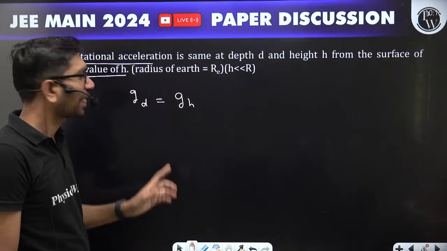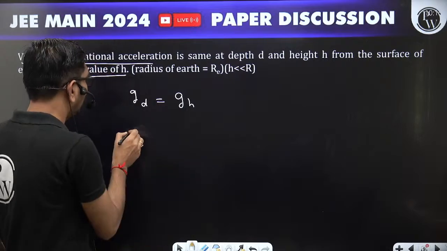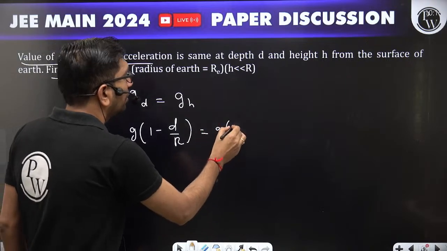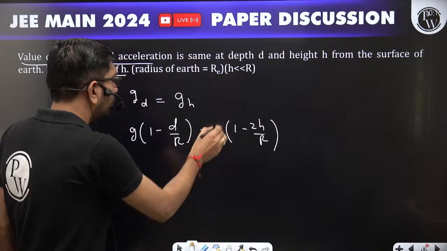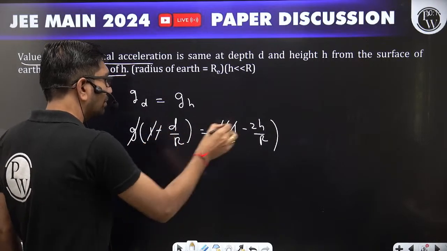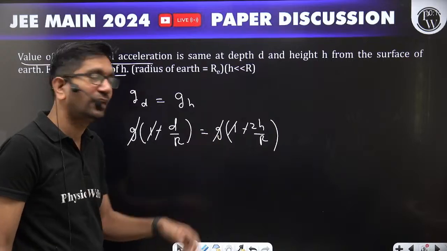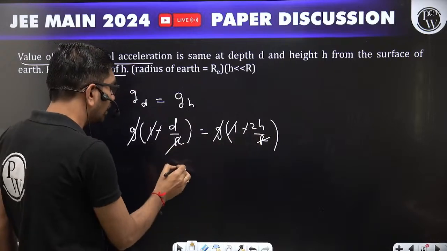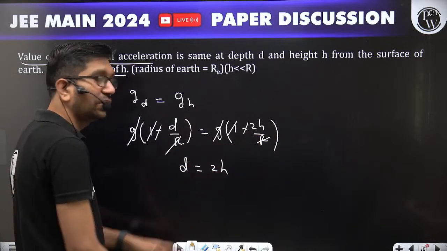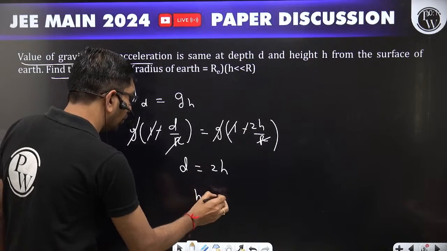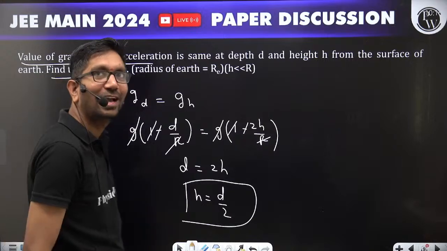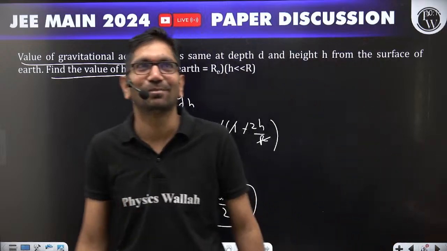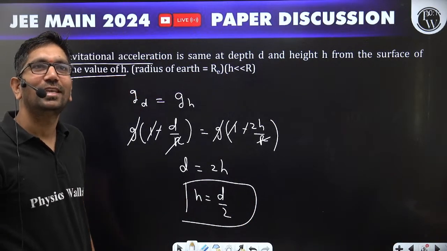Now, the value for this one is what? g into 1 minus D by R. And here it is what, beta? g in bracket 1 minus 2h by R, right? So this 1 gets cancelled, the minus gets cancelled. You can finish this in one line. See here, R also gets cancelled. So finally what is left here? It is D. And what is left here? It is 2h, right? So h is equal to what you got, beta? It is D by 2. This is also a very simple question you got in your JEE Mains, right? Very simple.